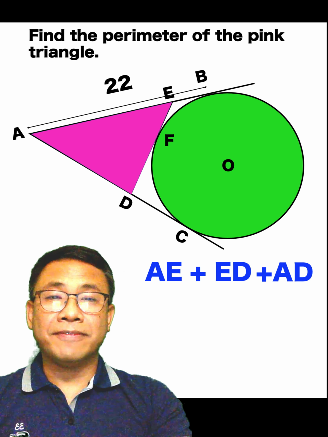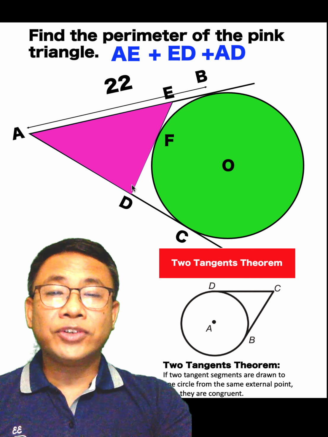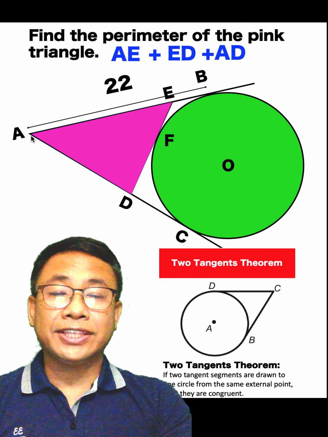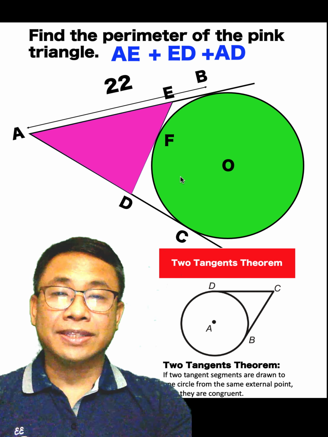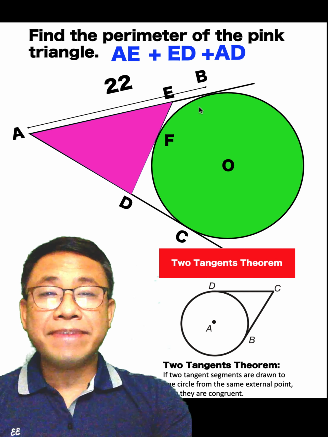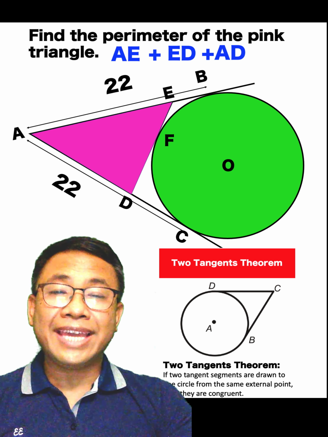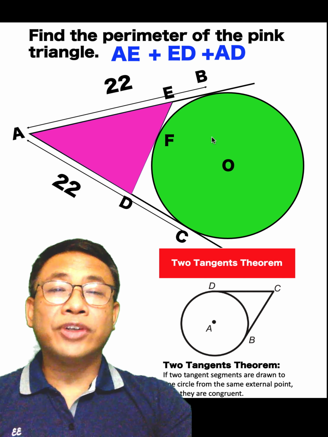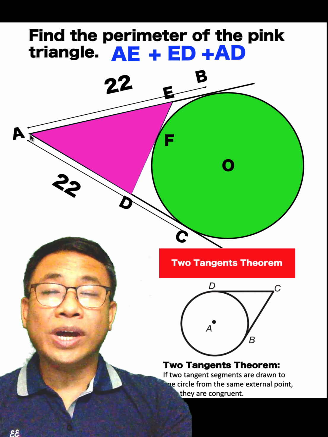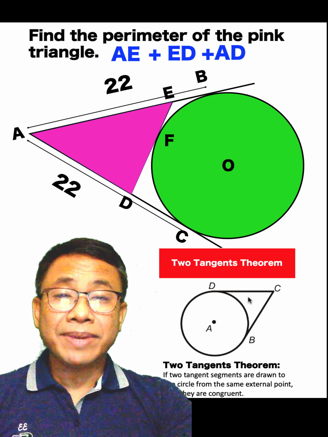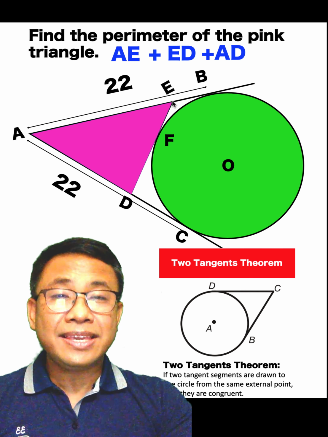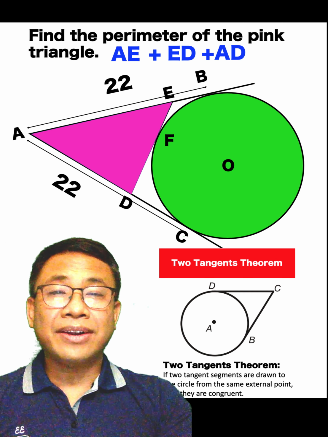It is given that segment AB is equal to 22 units, and from the two tangents theorem, if two tangent segments are drawn to one circle from the same external point, then the two segments are congruent. So in here, if segment AB is equal to 22, then segment AC is also equal to 22 because segment AB and segment AC are two tangent segments that are drawn to the same green circle from one external point, point A. Using this theorem again, we can show that segment EB and segment EF are also congruent.